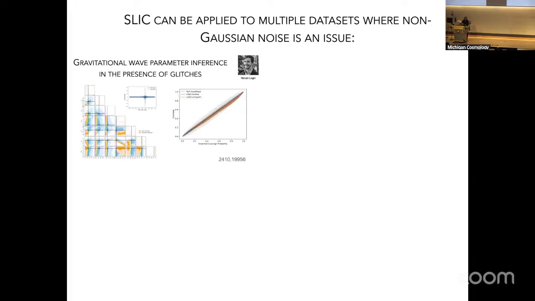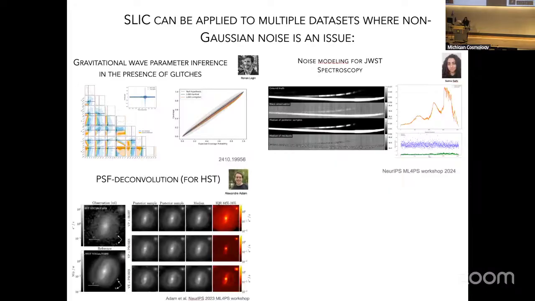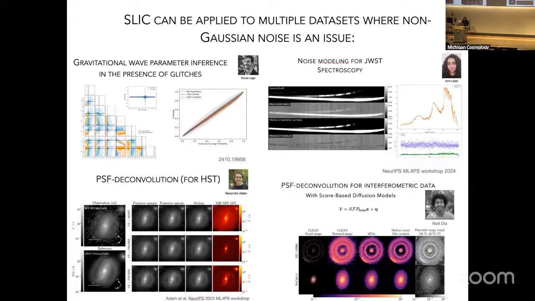And this is super useful because it could be used for gravitational waves, when you have glitches that you don't know how to model analytically, and you can use glitches as part of your noise model. You can use it for spectroscopy with JWST when you have 1/f noise that's really hard to handle. You can use it to do PSF deconvolution and denoising with your regular data if you want to do super resolution. And you can even use it to do interferometry, if you don't want to use CLEAN because you're Bayesian and you believe you should have uncertainty in your reconstructions. So there are a lot of applications.